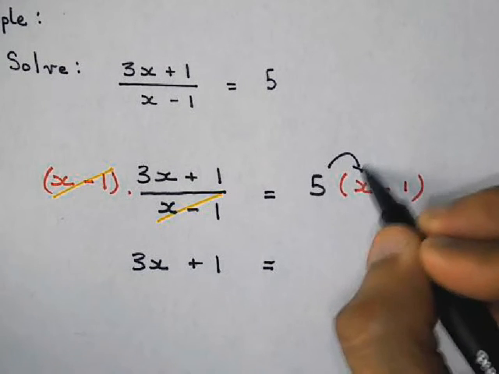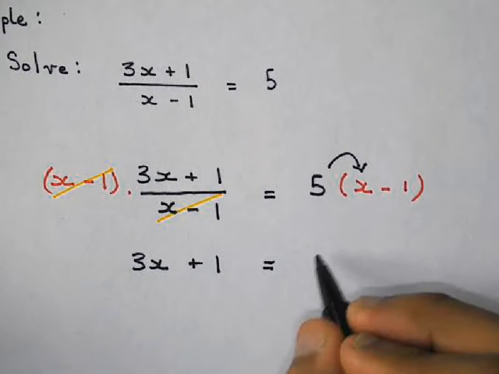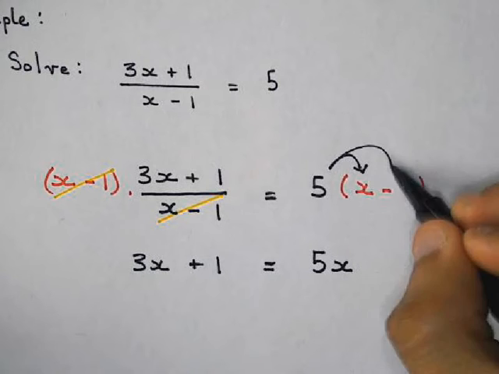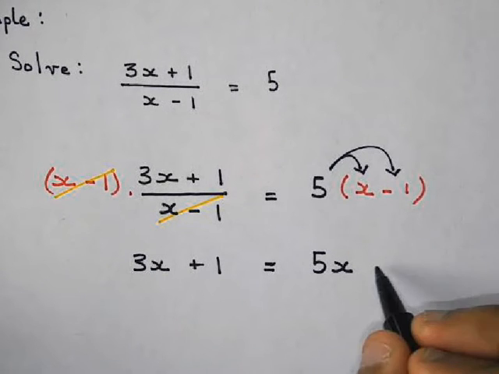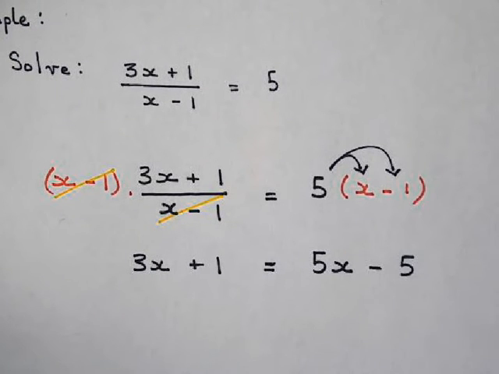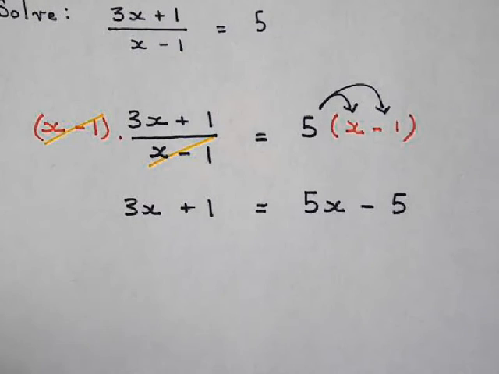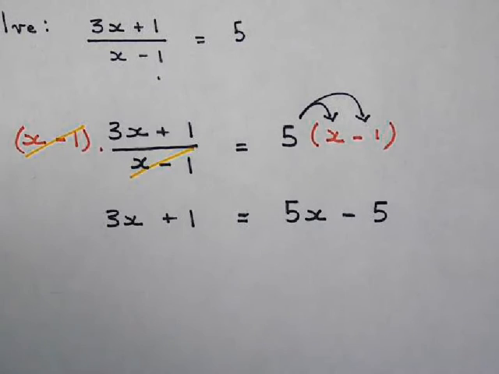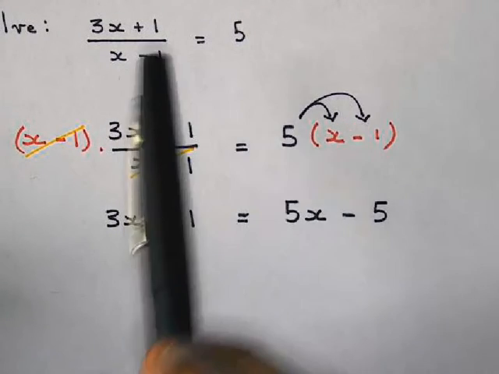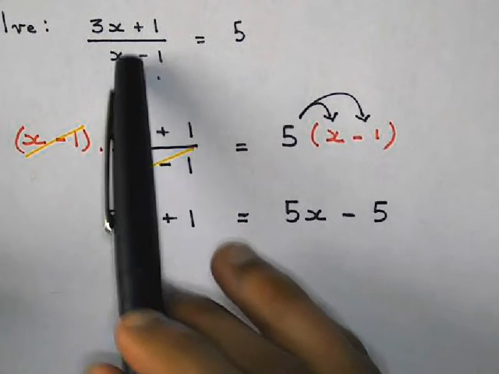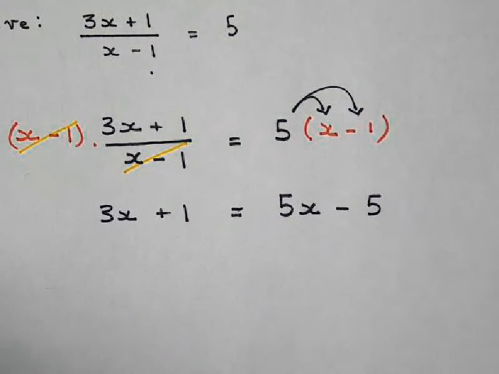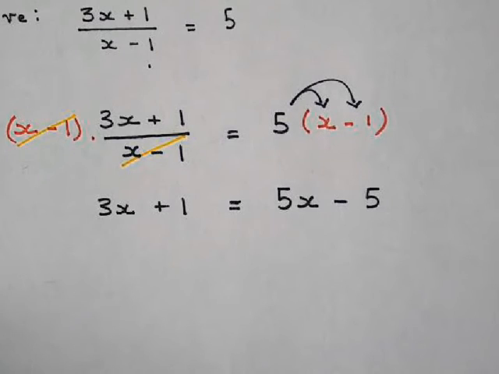So what we can do is our distributive property. So 5 times x is simply 5x. And then we have 5 times negative 1, so 5 times negative 1 is negative 5. And so now we have an equation that looks a little bit nicer than this one did up here. And the way we got there was simply by undoing our division by x minus 1. So we have 3x plus 1 is equal to 5x minus 5.